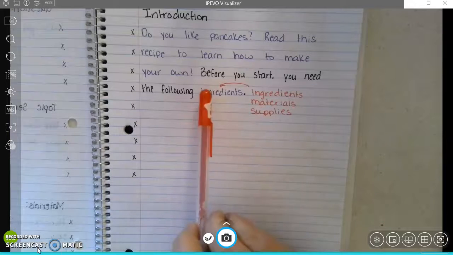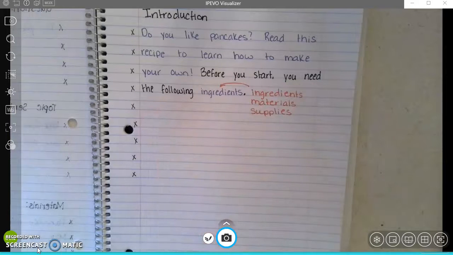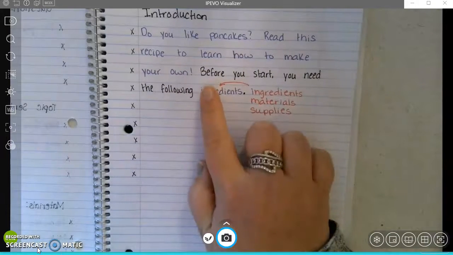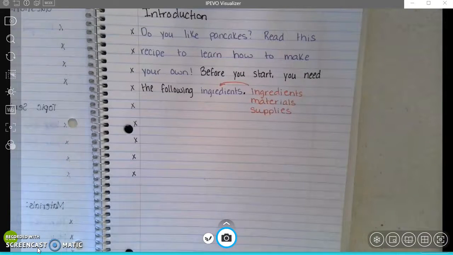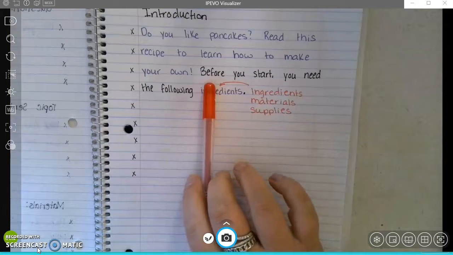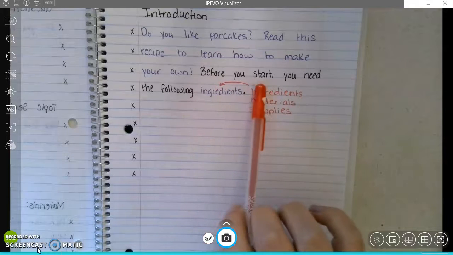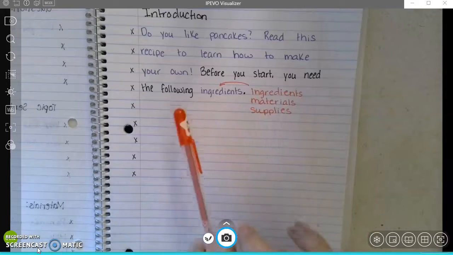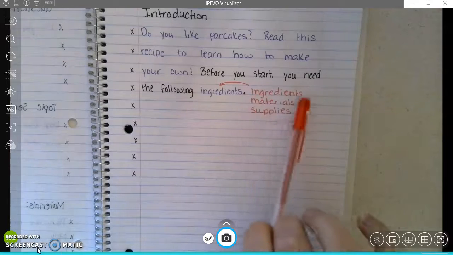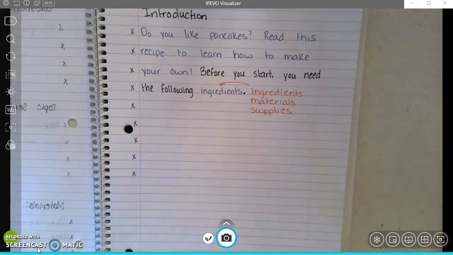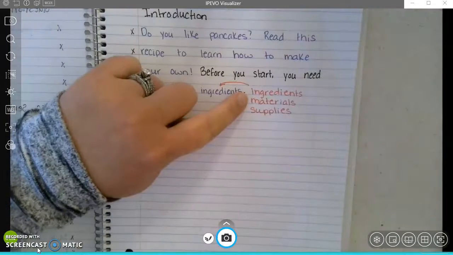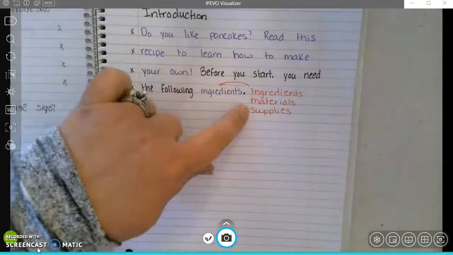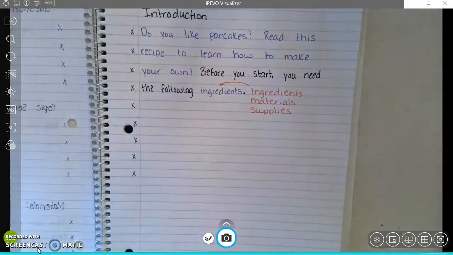Okay? Remember, the black part is what should be on your page. So you write your question, you write your topic sentence, and then when you get to the sentence for your materials, you can make your own if you want, but also you can say before you start, you need the following ingredients, you need the following materials, you need the following supplies. Pick one of these words. Please do not write all three of these words. Pick one of these words to put in this sentence. Which one of these three words fits better with what you're making? Okay?